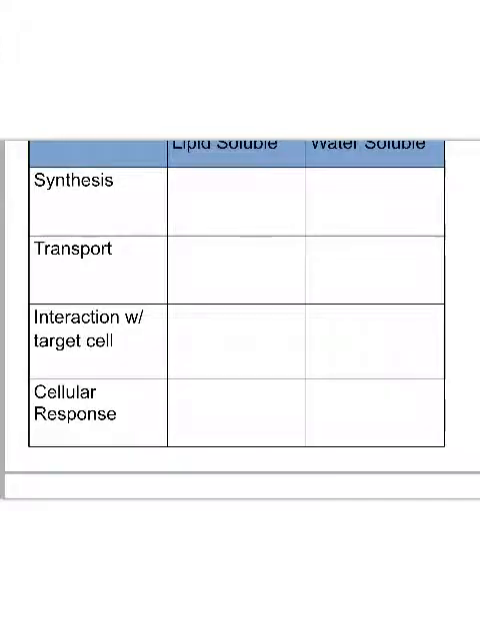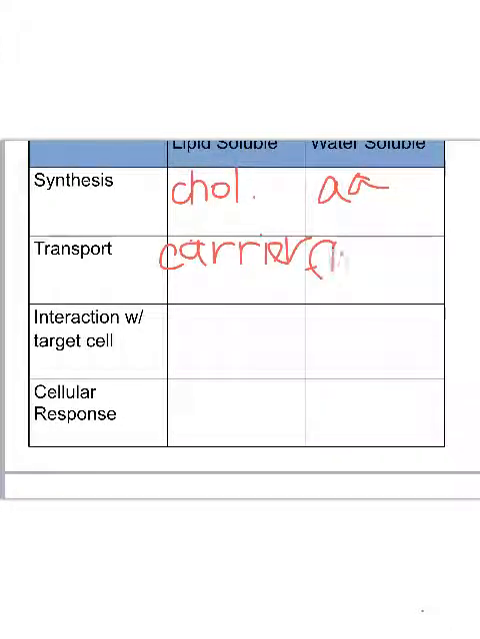Okay, so if we do lipid soluble and water soluble and fill out my little table, things to remember. Lipid soluble hormones are made from cholesterol. Water soluble hormones are made from amino acids. Lipid soluble hormones have to have a carrier. I can't get my stylus to write. They have to have a carrier. I can't find the better stylus. Carrier. These guys can float in the blood.